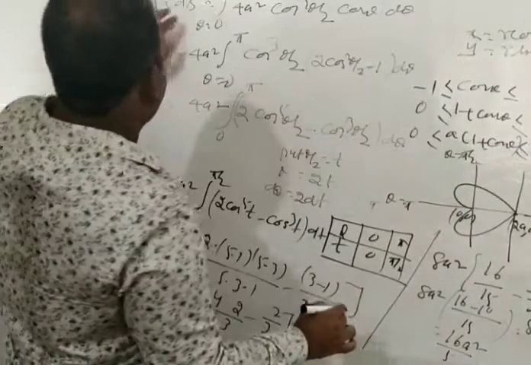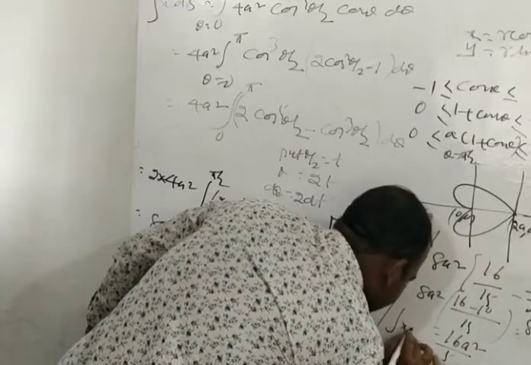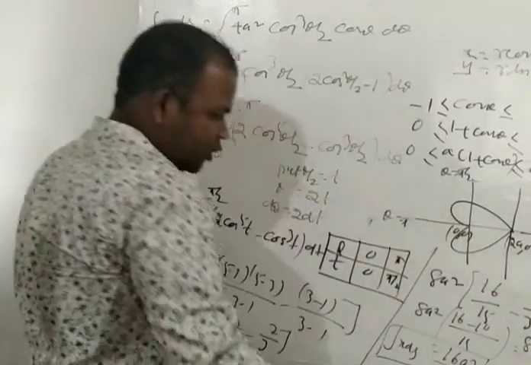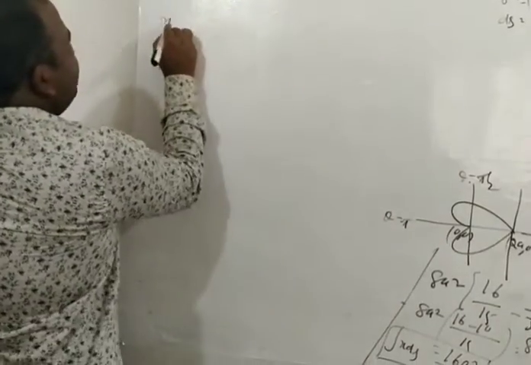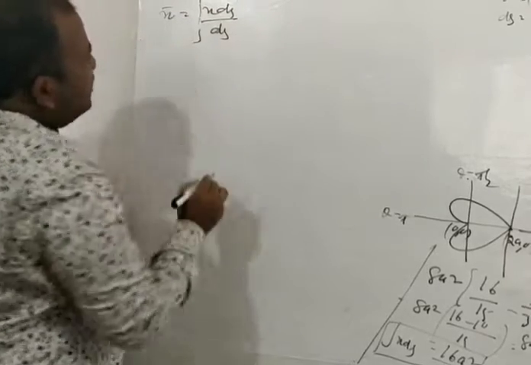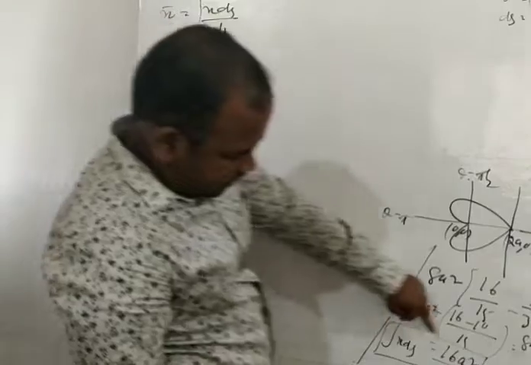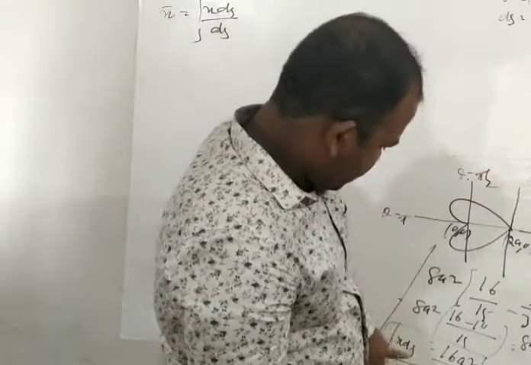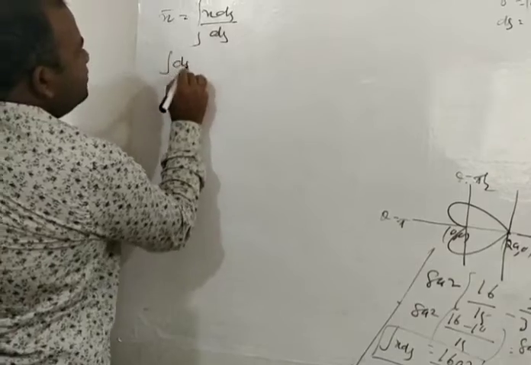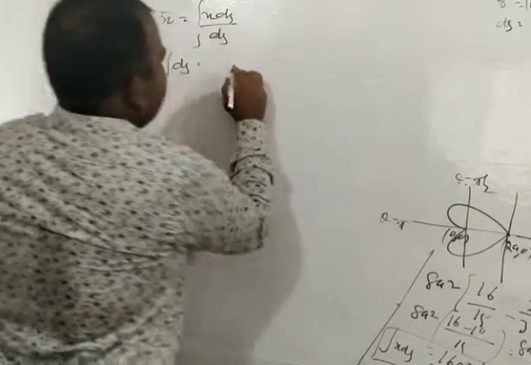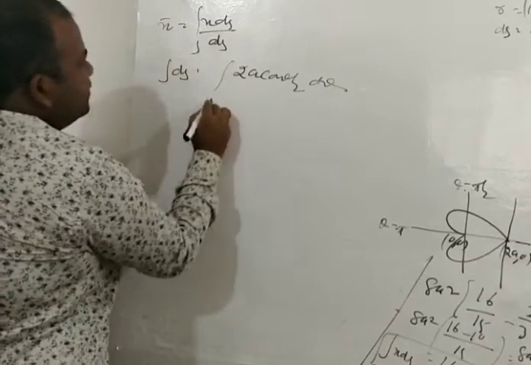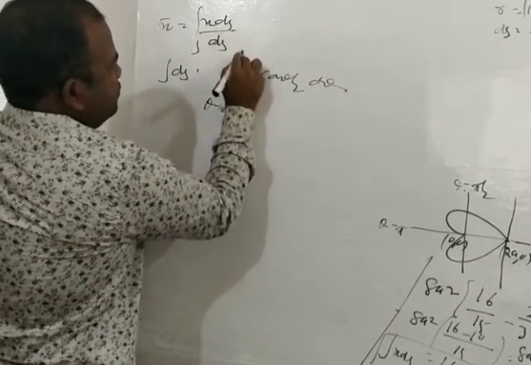This is the value of the integration of x ds. Now x bar equals the integral of x ds upon the integral of ds. So the integral of x ds equals 16a square upon 5. Now we will find the value of the integration of ds. What is the value of ds? This is 2a cos(theta/2) d theta, integrated from theta equals 0 to pi.